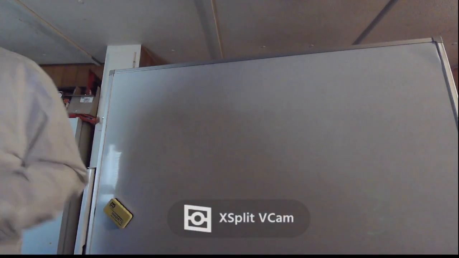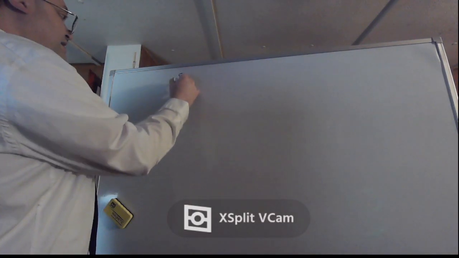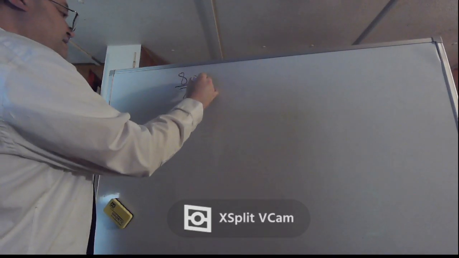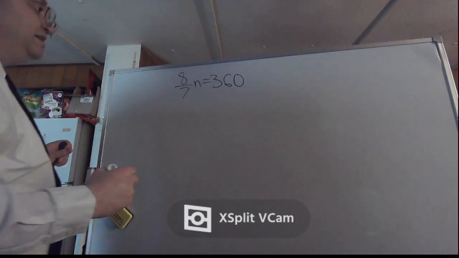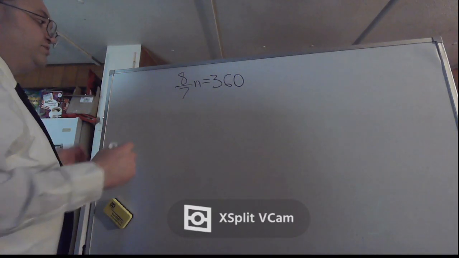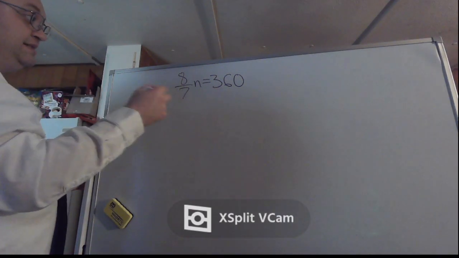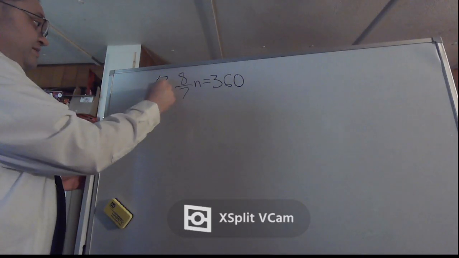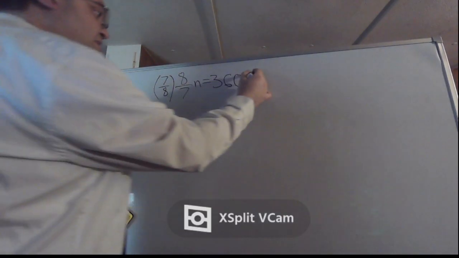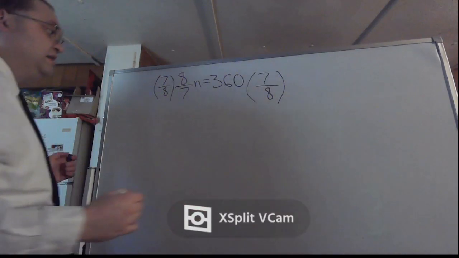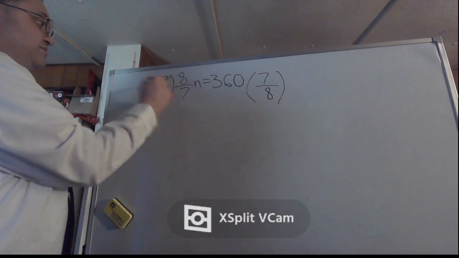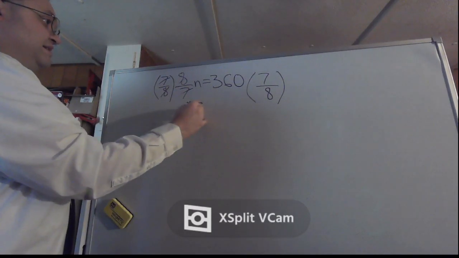Got a couple more here. I have 8/7 n equals 360. Alright, 8/7 n equals 360, so I want to get n by itself. I multiply both sides by the reciprocal, which would be 7/8. Okay, well the 8 will cancel, 7 cancel, you'll have n by itself.